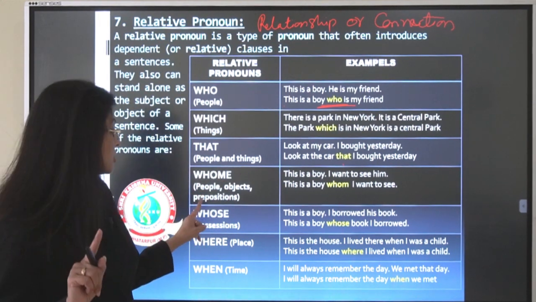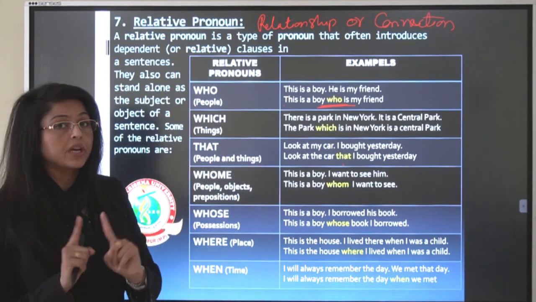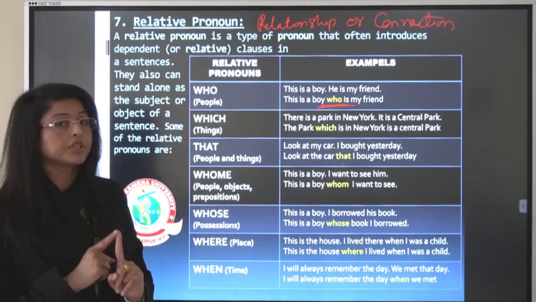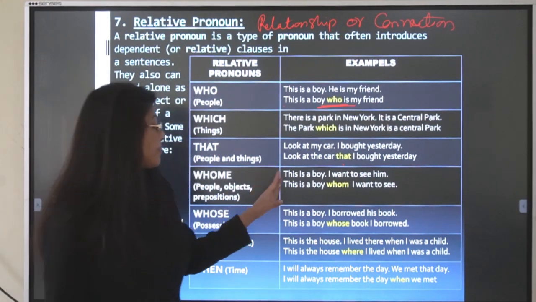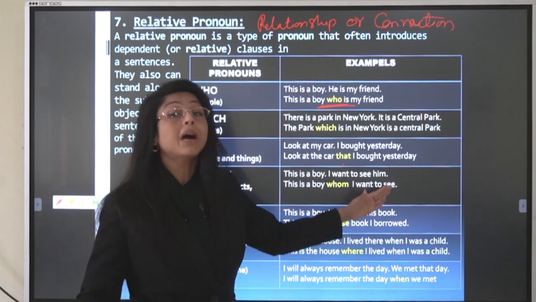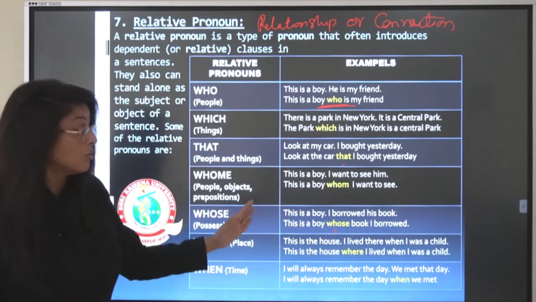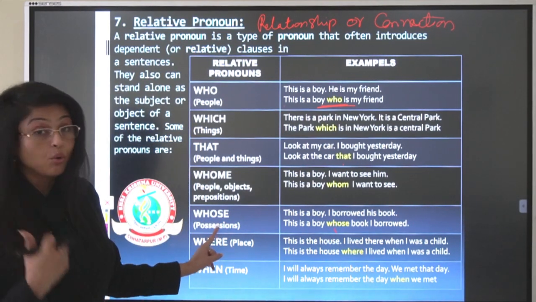Now we will take this topic again. Adpositions. There are two types of adposition: one is preposition and one is postposition. That will be a topic in our next video. Then, this is the boy, I want to see him. This is the boy whom I want to see. Clear? Whom. Here. Whose generally shows possession, ownership.